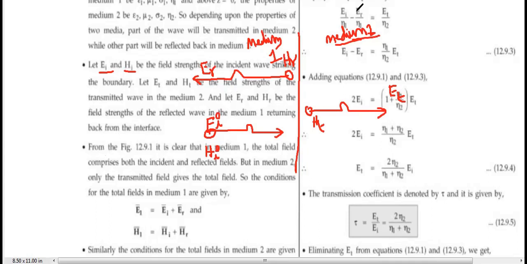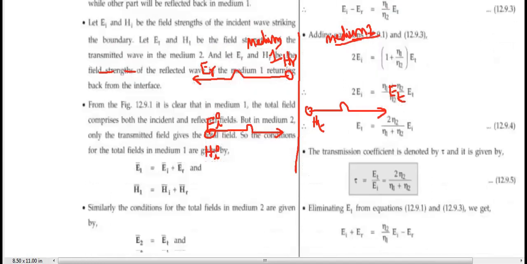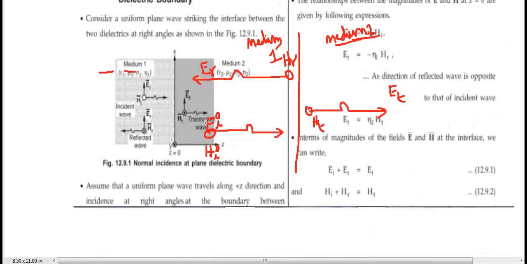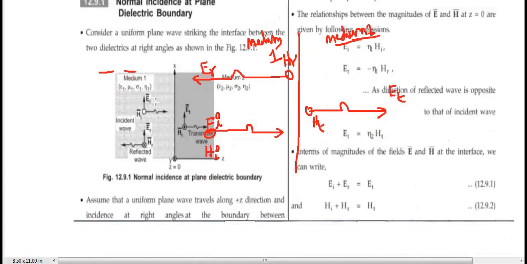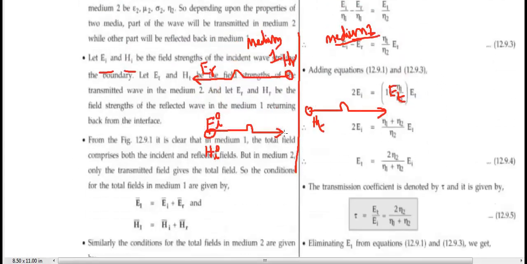From figure 12.9.1, let us see here. There is an incident wave, EI and HI. There is a transmitted wave, ET and HT, and the reflected wave is there. A cross mark means it is in the back side, and a dot means it is in the front side. The negative direction is a positive direction, my dear students. Incident and reflected are both in medium 1 only, and in medium 2 there is the transmitted wave, as per the diagram shown there.